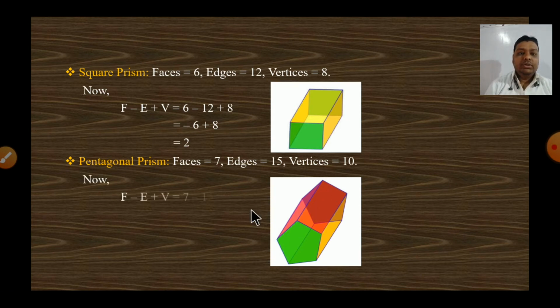Now let's prove it also. We know that f minus e plus v. So 7 minus 15 plus 10. 7 minus 15 is minus 8, and plus 10 is 2. Again it satisfies Euler's formula.